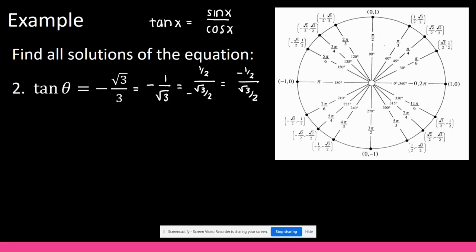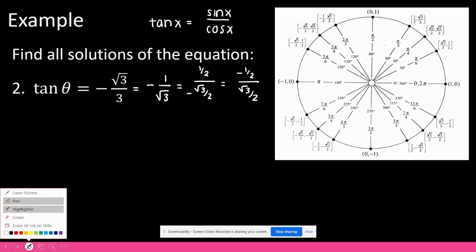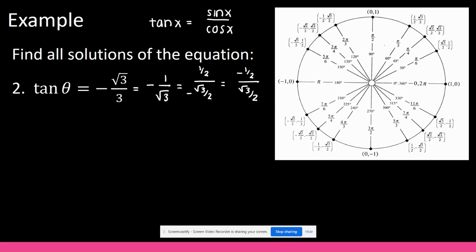Okay, so that tells us that we have to have sine be either positive 1/2 or negative 1/2, and then vice versa. I need cosine to either be negative square root of 3 over 2 or positive square root of 3 over 2. And so like I said, that's going to fall in the second and the fourth quadrant. So that would be the ordered pair right here, and that would be the ordered pair right here.